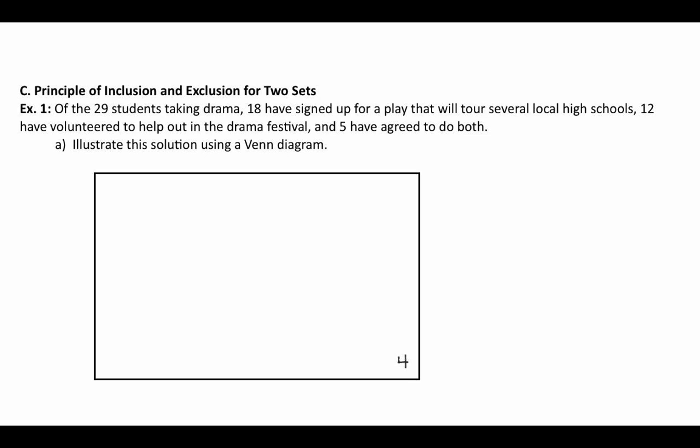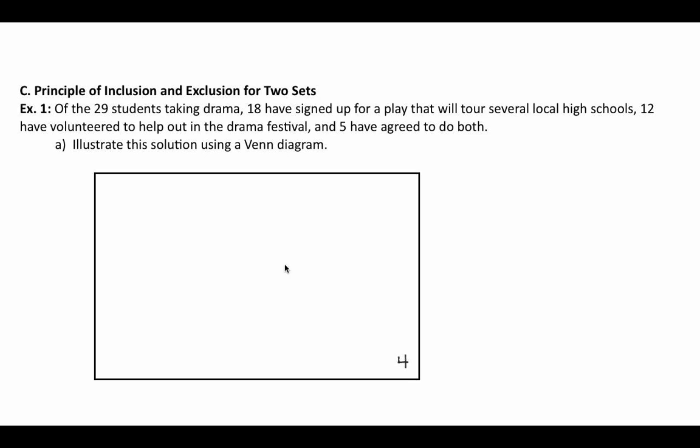Okay, so let's say this semester, of the 29 students that are taking drama, 18 have signed up for a play that will tour several high schools. 12 have volunteered to help out in the drama festival, maybe the Sears Drama Festival. 5 students have agreed to do both. So let's illustrate this whole situation using a Venn diagram.